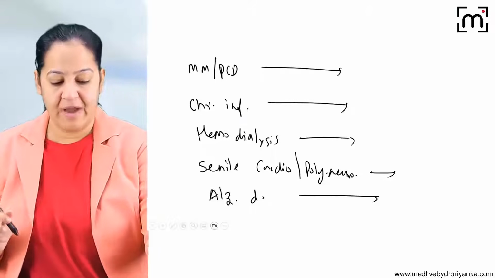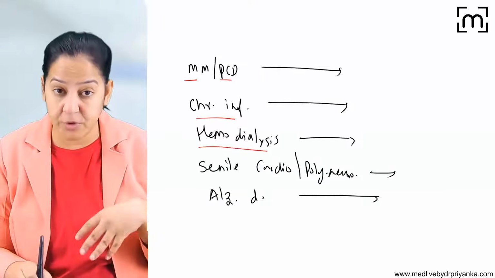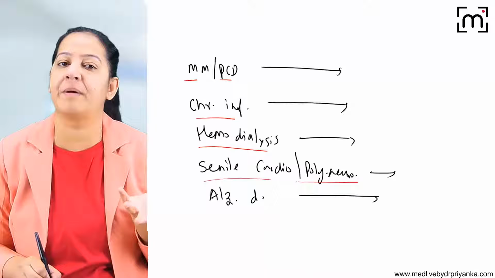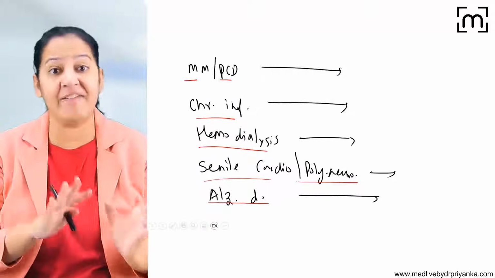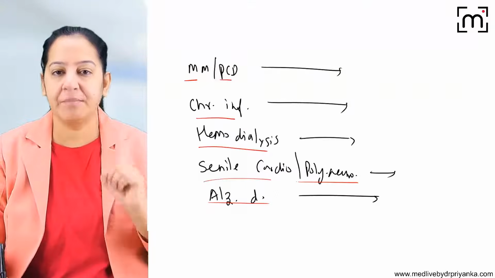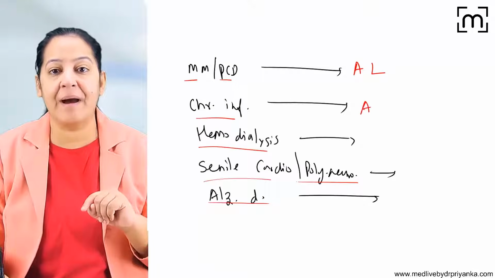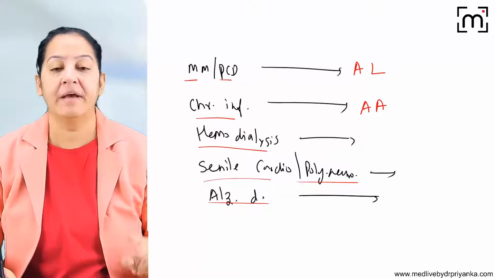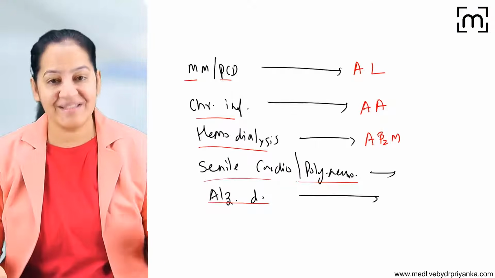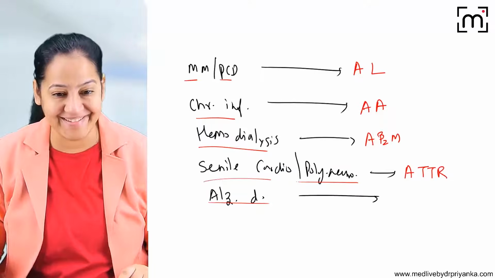Any person who is having multiple myeloma, plasma cell dyscrasia, chronic inflammation, who is on hemodialysis since many years, who is having senile cardiomyopathy, polyneuropathy or Alzheimer's disease, can have amyloidosis in future, but the amyloid type will be different. So tell me the type of amyloid. In multiple myeloma, it's amyloid light chain. In chronic inflammation, it's amyloid associated protein. In hemodialysis, it's amyloid beta 2 microglobulin. In senile cardiomyopathy, it's amyloid transthyretin. Okay.